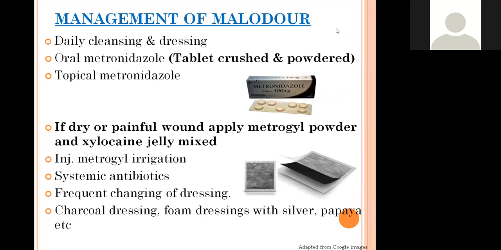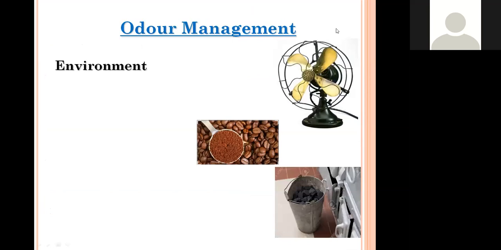The activated charcoal layer in the charcoal dressing neutralizes the offensive odor from the fungating or the infected wound. And in foam dressings with silver, the antimicrobial property helps to reduce the malodor and infection. And even papaya dressing is known to have desloughing and wound healing properties.